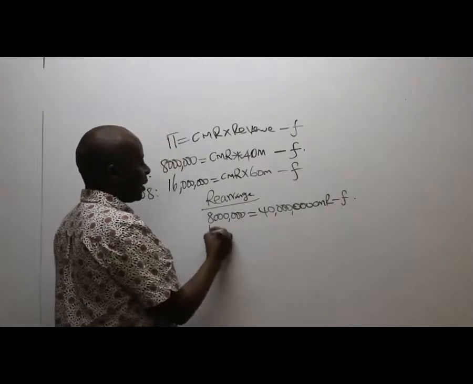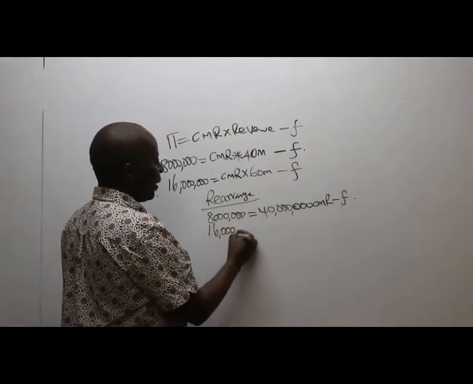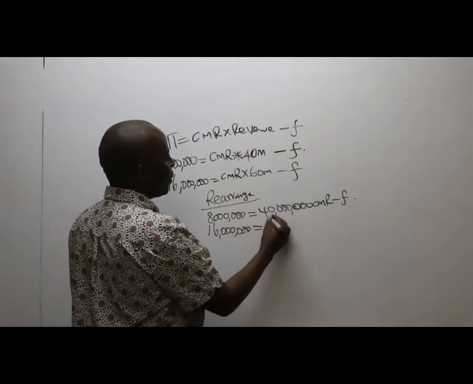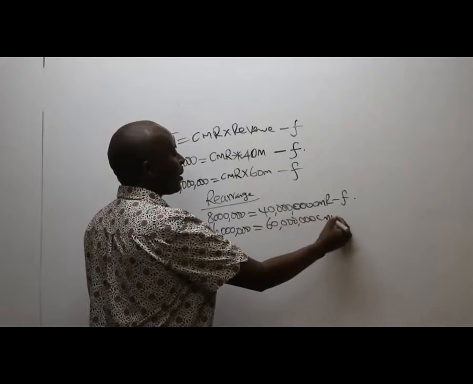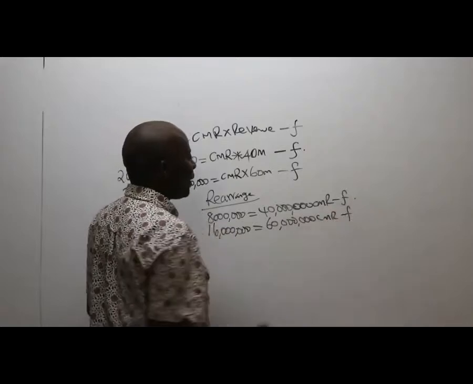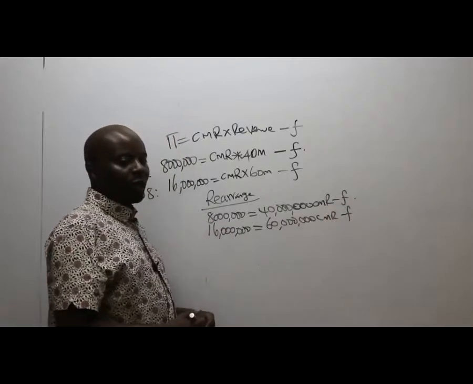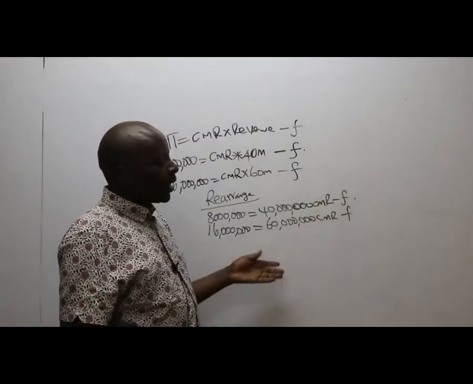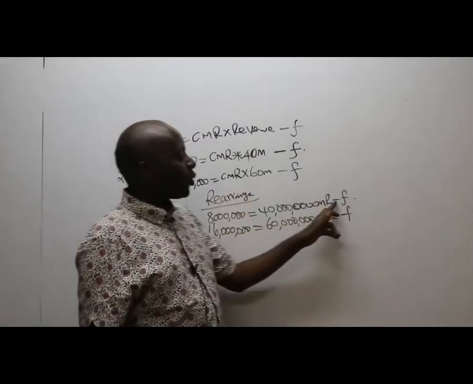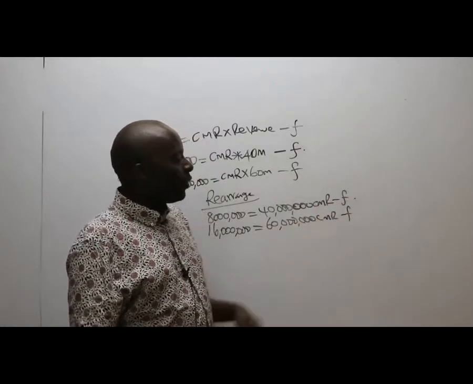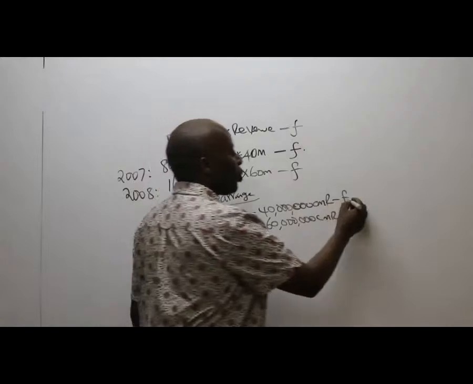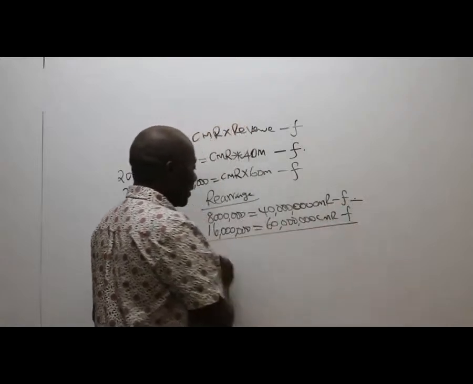And then we have 16 million equals 60 million CMR minus fixed cost. From this, ladies and gentlemen, what I want to do is to eliminate fixed cost. I can see vividly that fixed cost has got the same signs, negative, negative. So the only way of eliminating this fixed cost will be to subtract. So go ahead and subtract.